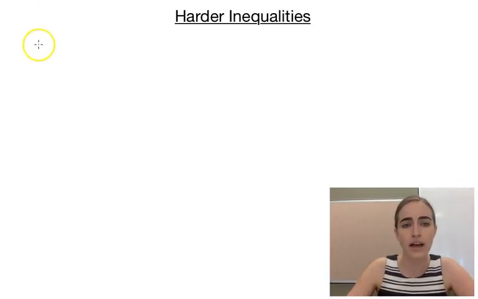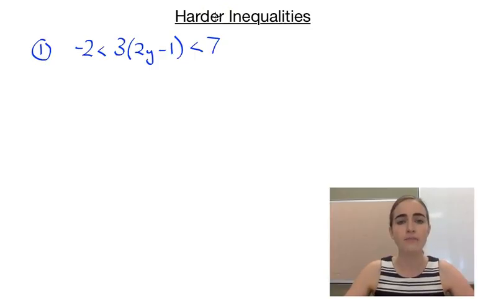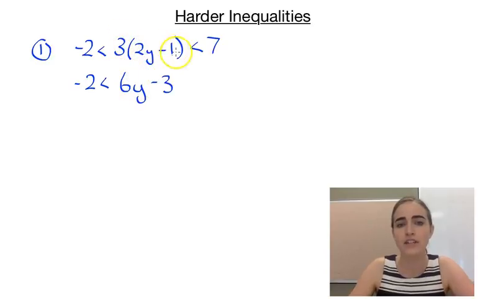The first one I want to have a look at is a double inequality. We've got minus 2 is less than 3 outside of 2y minus 1, is less than 7. So I've got these two inequality signs, and all that means is that whatever we do to the middle, we also have to do to both sides of those inequalities. If we expand this out first, and you don't have to, there are different ways you could work this out. We could do it without expanding it. So 3 times 2y gives us 6y, and 3 times minus 1 gives us minus 3.